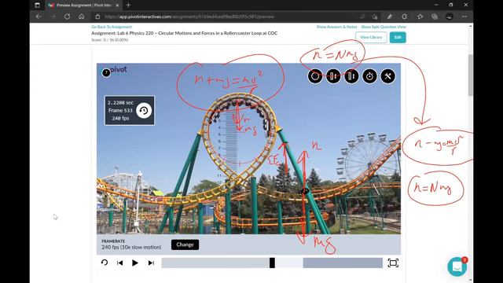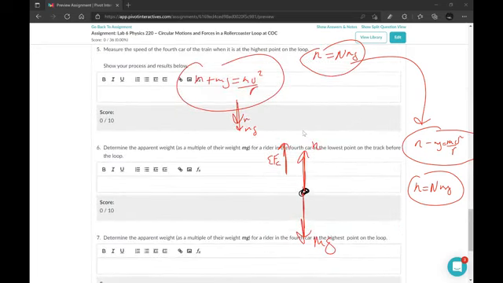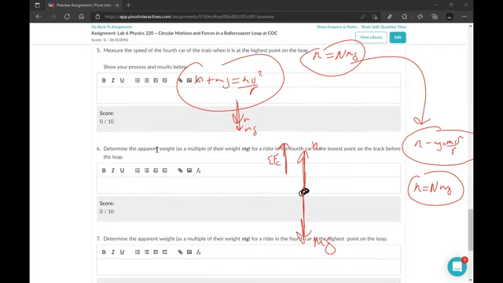Yes, sorry, what was the capital N again? For example, number 6 says determine apparent weight. Well, apparent weight is just another name for the normal force, as a multiple of their weight mg. So you can think of N as that multiple of mg, because is the normal force going to be 5 times mg, or 2 times mg, or 100 times mg? It's asking you to give it in terms of that.